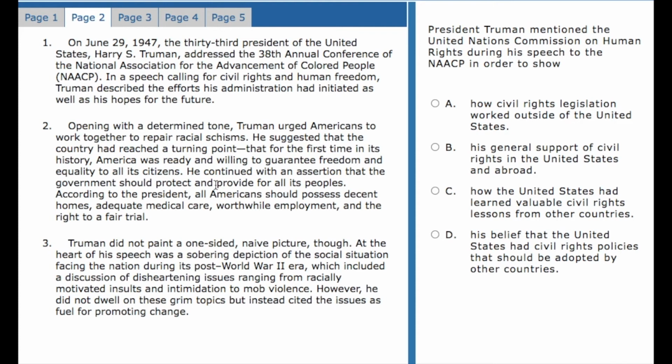So as you're reading, as always, just a reminder, it's great to pause and ask yourself, do I understand what's happening here? How could I put this in my own words? If I had to put this in my own words, just off the top of my head, it's basically the president.